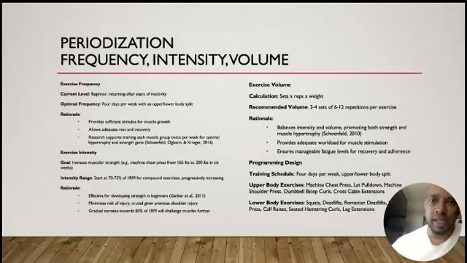The program design, Andrew should follow a 4-day per week training schedule with an upper and lower body split. The upper body exercises include machine chest press, lat pull down, machine shoulder press, dumbbell bicep curls, and cross cable extensions. The lower body exercises include the squats, deadlift, Romanian deadlifts, lunges, leg press, calf raises, seated hamstring curls, and leg extensions.